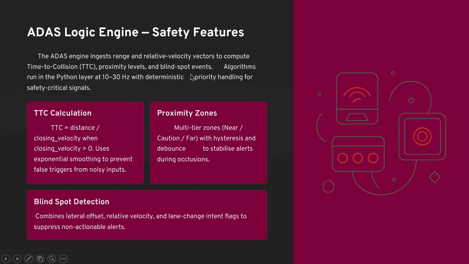ADAS logic and safety features. We used TTC, which is time to collision. The formula for TTC is distance divided by closing velocity, when closing velocity is greater than 0. It uses exponential smoothing to prevent false triggers from noisy events. And proximity zone, and we also added a system called blind spot detection.